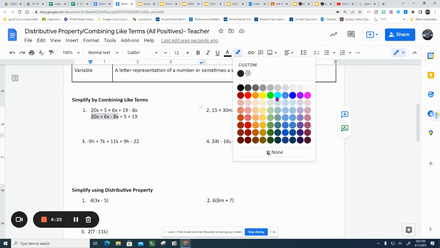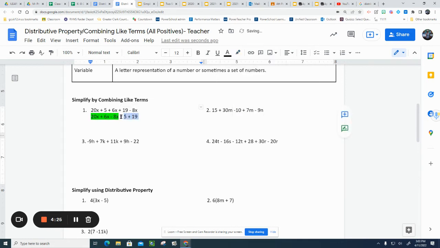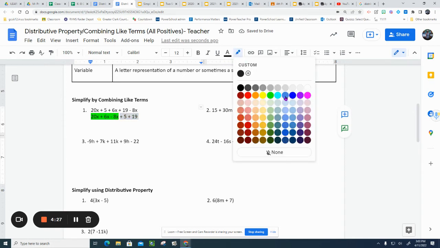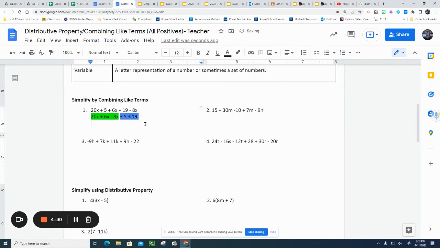So I'm going to combine all of these first, and then I will combine all of these. 20 plus 6 is 26, minus 8 is 18. So when I put all of those x's together, I'm going to end up with 18x. When I put the 5 and the 19 together, I end up with 24. Let's see if I can make that match so that you see where it comes from. And that's how that works.